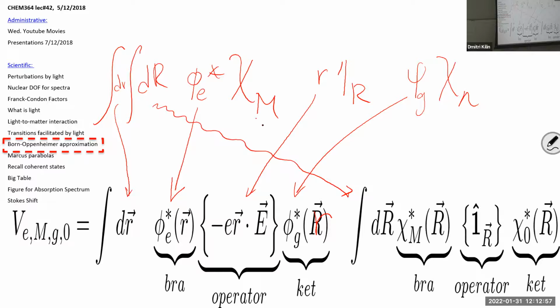1, 2, 3, 4. So I'm changing the order of the factors and combining everything that explicitly depends on the position of electrons here, and combining it with the integral over the position of electrons. So this first integral is completely independent of what the nuclei are doing.